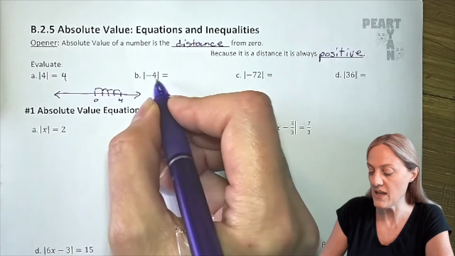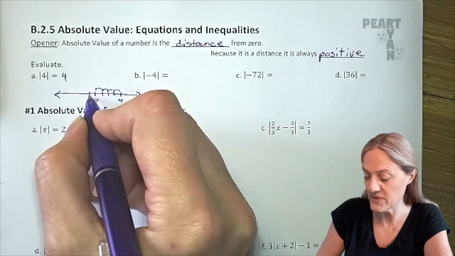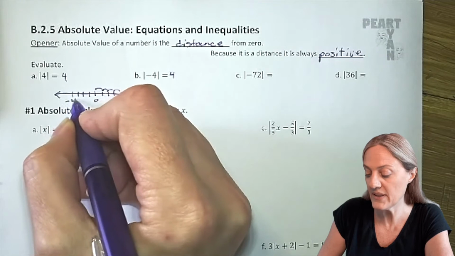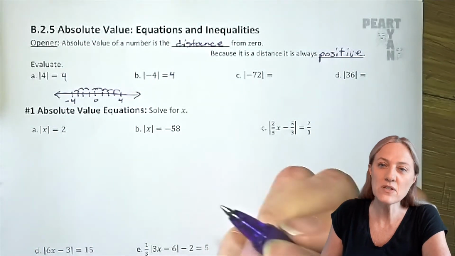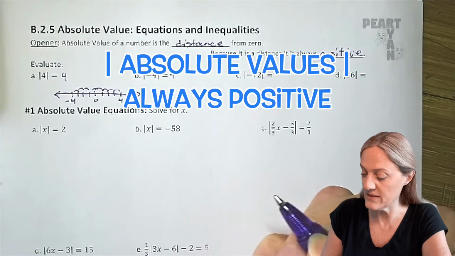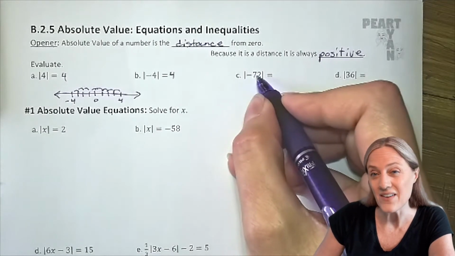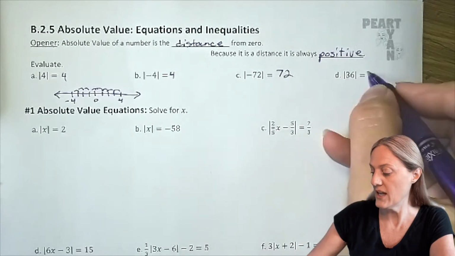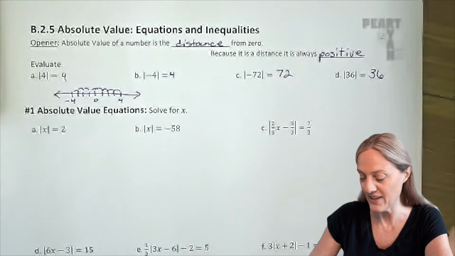Now let's look at B. Distance from 0 of -4. How far is -4 from 0? And automatically you should be thinking for sure 4. But let's really visualize it, see it, so that we keep that in mind. Absolute value is always positive. Alrighty, so then C, how far is -72 from 0 on the number line? 72, and of course 36 is 36 units from 0 on the number line.